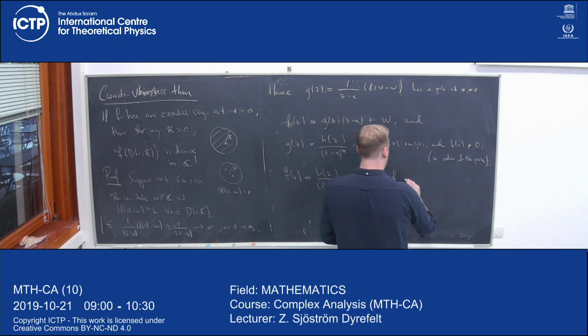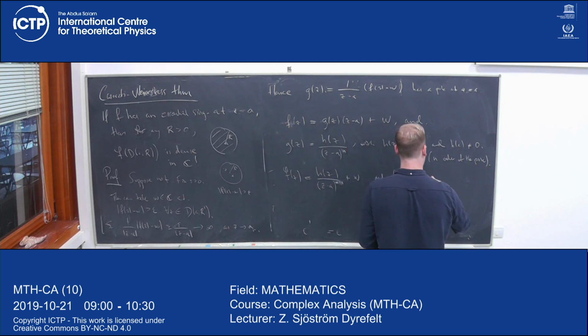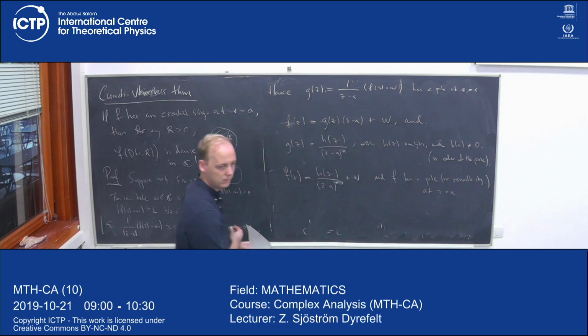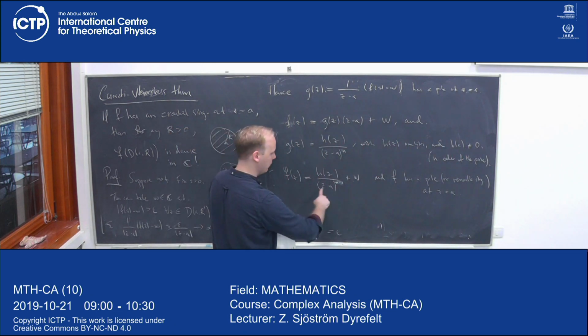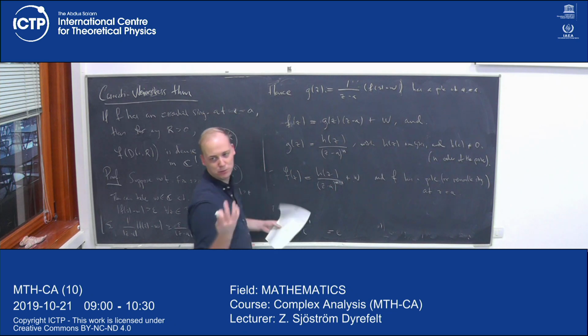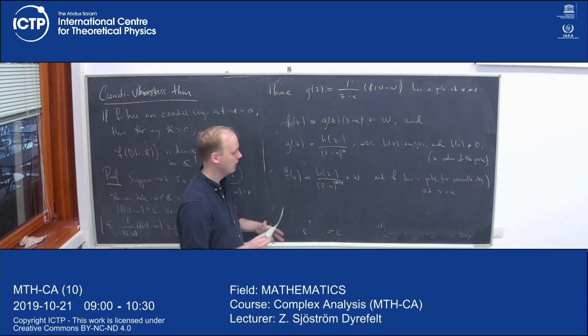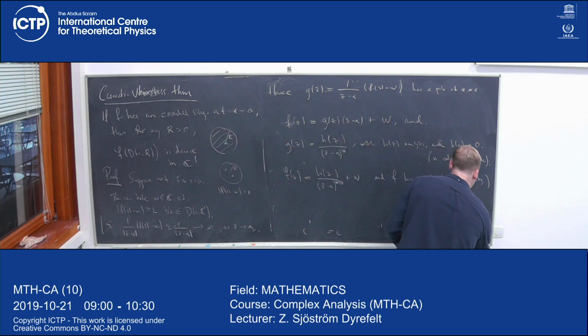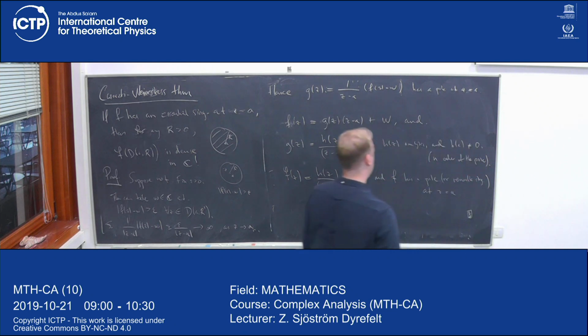So f has a pole or a removable singularity at z equals a, and the order of this pole or singularity is n minus 1. So if n was equal to 1 here, then this would be 0, so it would be a pole of order 0, which would be a removable singularity, if we use this terminology. But it's a pole or a removable singularity at z equals a, and actually this finishes the theorem.